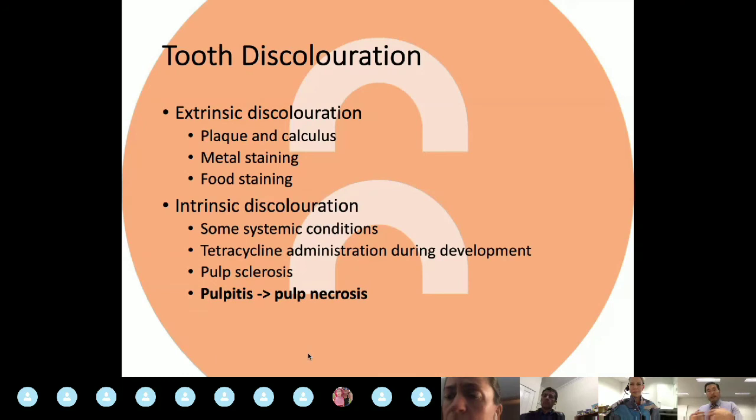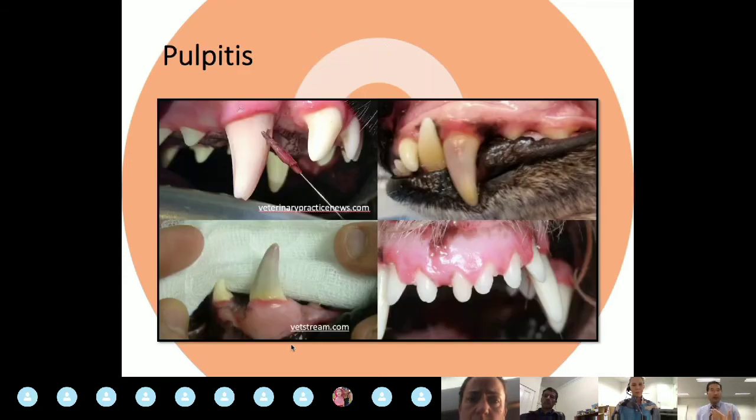So next, after fractures of teeth, we want to talk about tooth discoloration or concussion. It's important to differentiate between extrinsic discoloration, which is due to external sources, and intrinsic discoloration, which is changes in color to the tooth structure itself. And this is really what we're concerned about. There are a couple of different causes of intrinsic discoloration, but really the most important one is the pulp, or pulpitis or pulp necrosis. Now, how does this occur? How does irritation or concussion to the pulp cause discoloration?